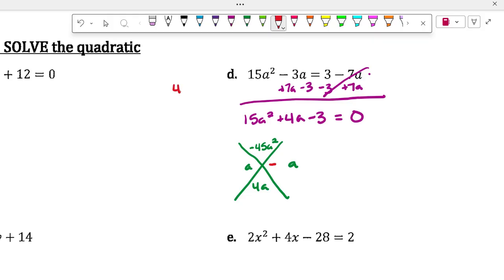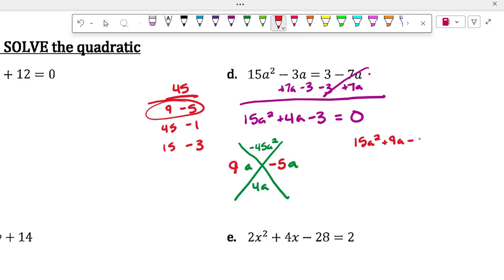Now, factors of 45, go. 9 and 5, 45 and 1, 15 and 3, and that's pretty much it. So if I make all the smaller ones negative, which one will add to 4? 9 and 5, where the 5 is the negative. So I'm going to rewrite the 4a using the 9 and the negative 5. So I have 15a squared plus 9a minus 5a minus 3 is equal to 0.